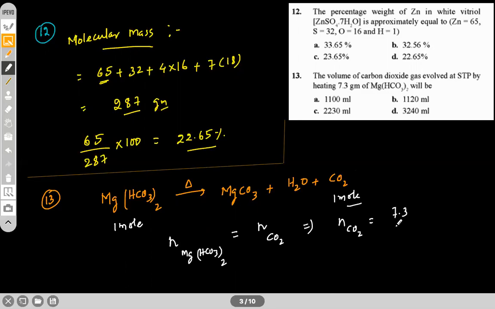So the number of moles of CO2 is equal to 7.3, the mass of Mg(HCO3)2, divided by the molecular mass of this. If you calculate, magnesium is 24, hydrogen is 1, carbon is 12. So 12 plus 1 is 13. 13 plus 16 into 3, that is 48. 13 plus 48 is 61. 61 into 2 is 122. So 122 plus 24 gram of magnesium means the molecular mass of Mg(HCO3)2 is 146 gram.